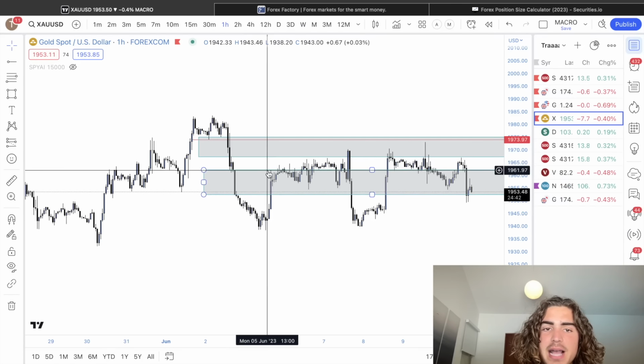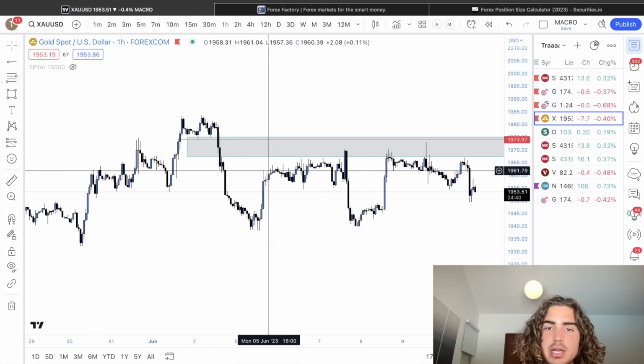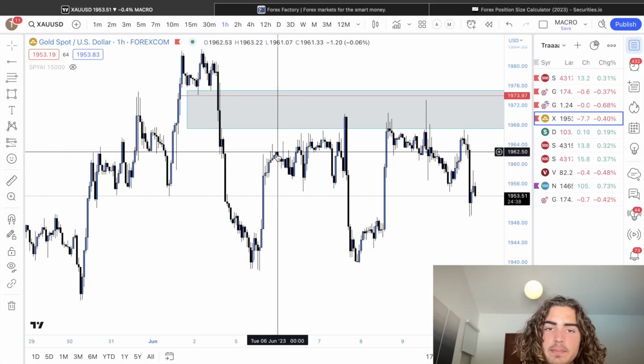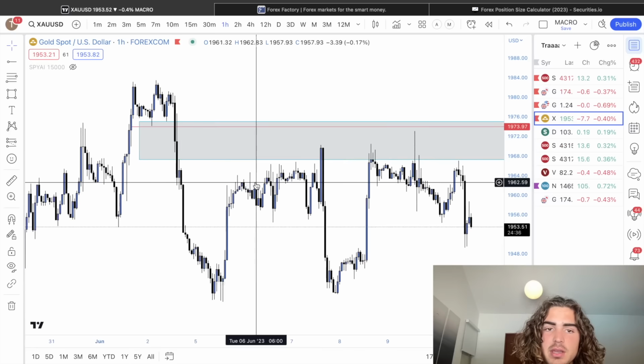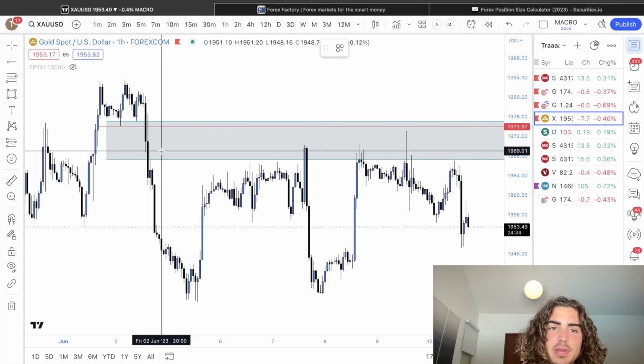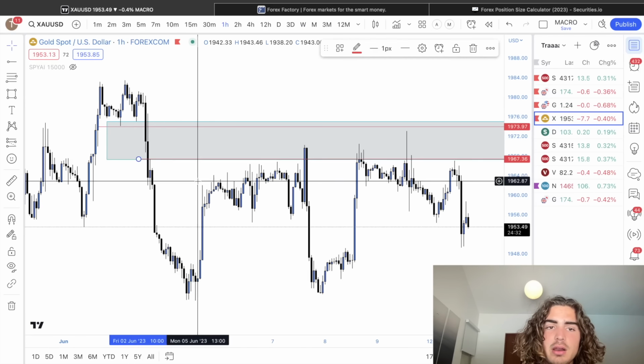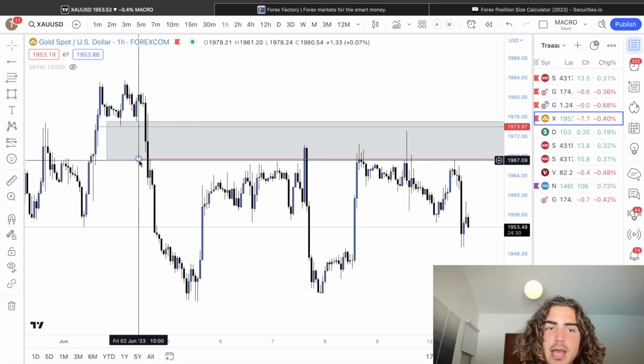The second we push past this, no longer considering it. Okay, I no longer want it. All right, it's not of interest to me. Okay, then what else do we have in line with this imbalance right here? We have liquidity lying right here.